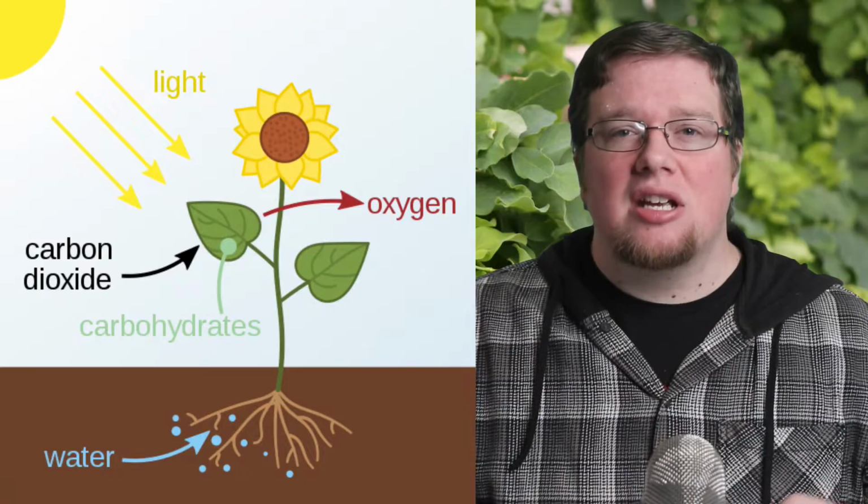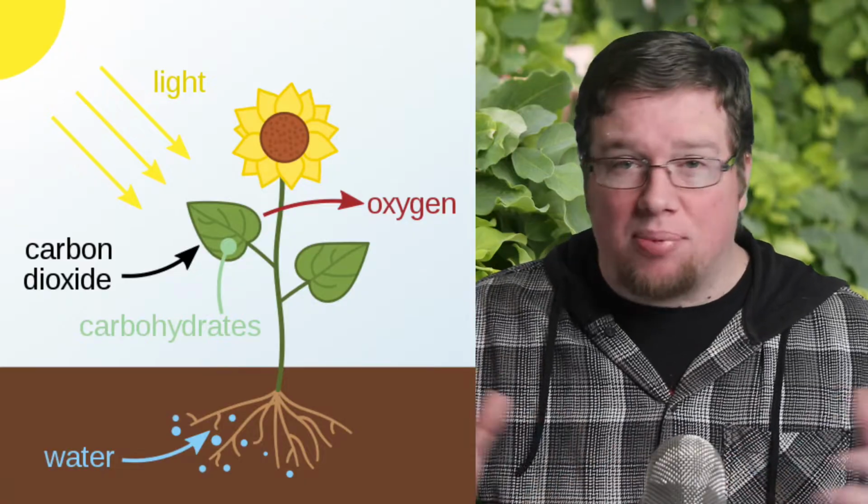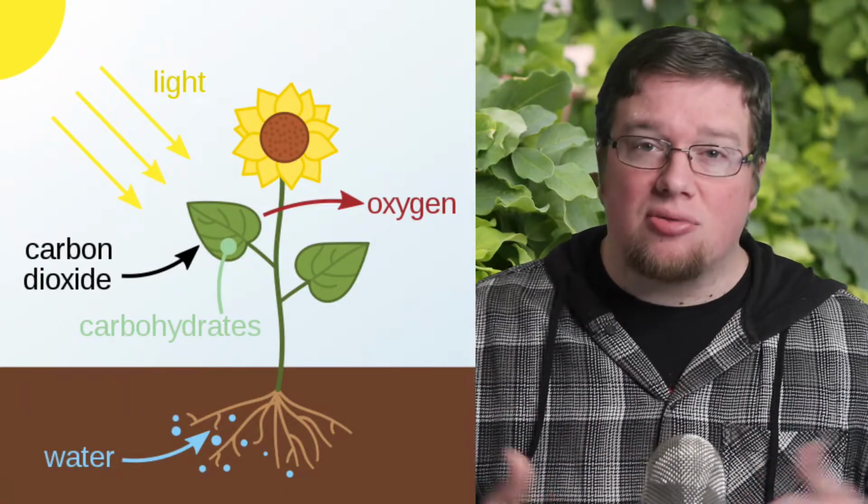And oxygen is created as the waste product, the byproduct, and it's released into the atmosphere, which is just one of the reasons plants are so important to us. So to sum it up, leaves create the food and energy plants need to grow and thrive.